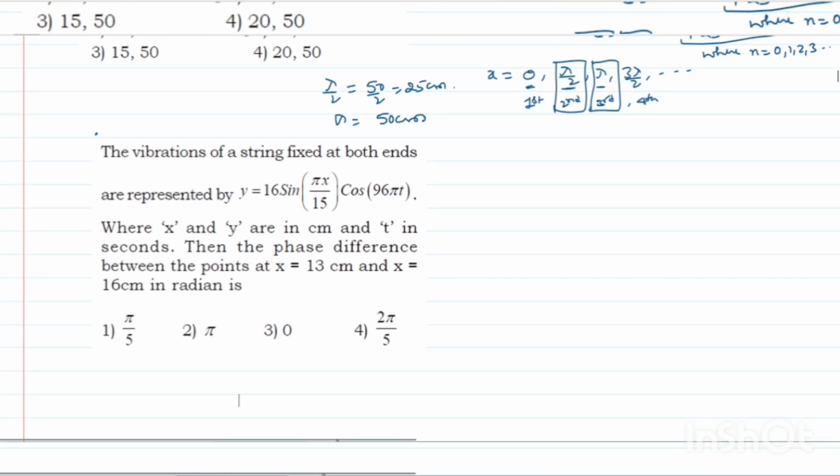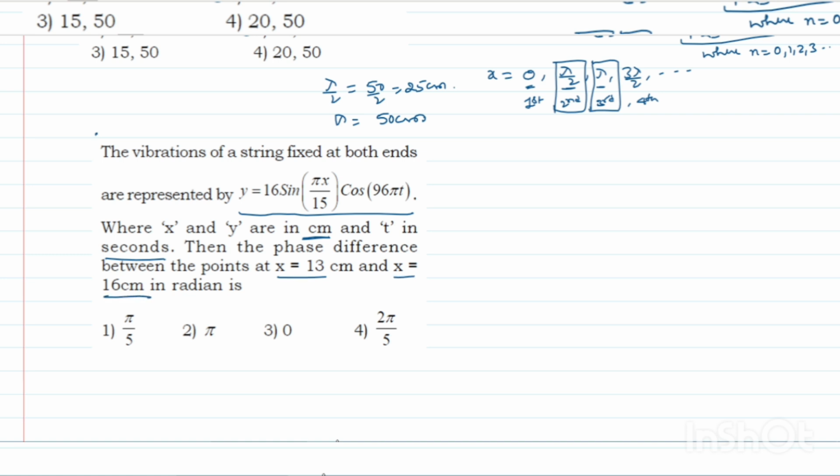Let us see the next question. The vibrations of a string fixed at both ends are represented by y equal to 16 sine pi x by 15 cos 96 pi t, where x and y are in centimeters and t is in seconds. Then they are asking for the phase difference, in radians, between x equal to 13 and x equal to 16 centimeters.